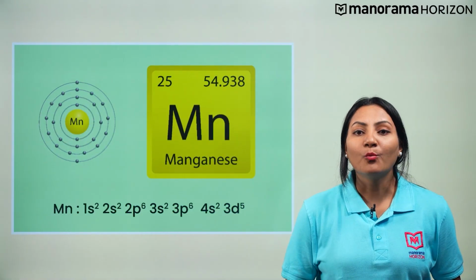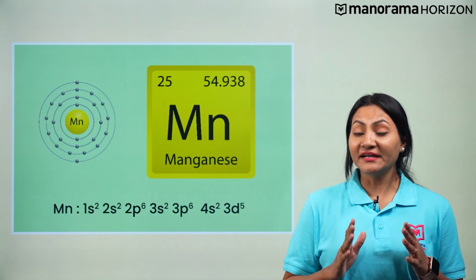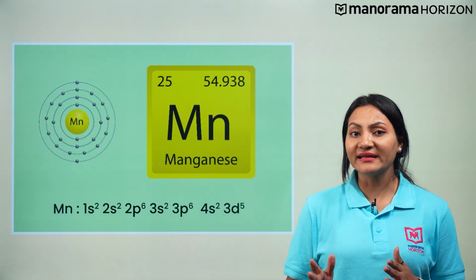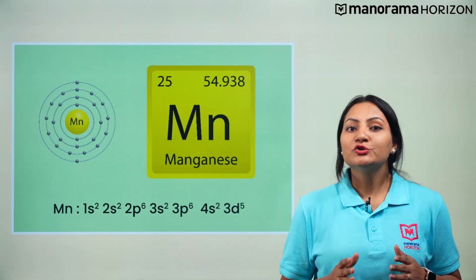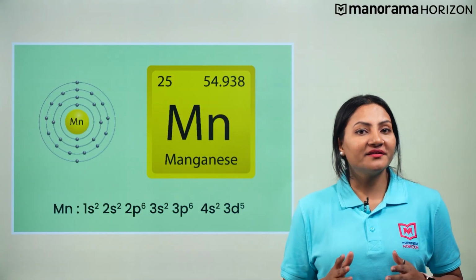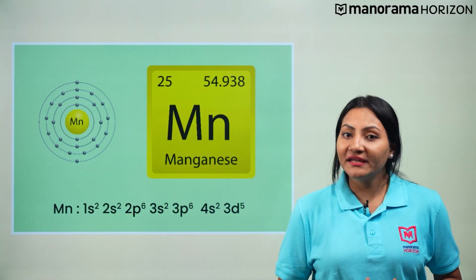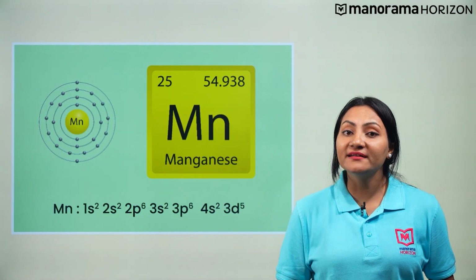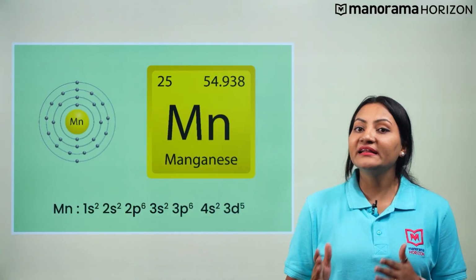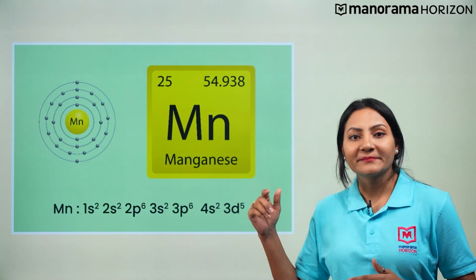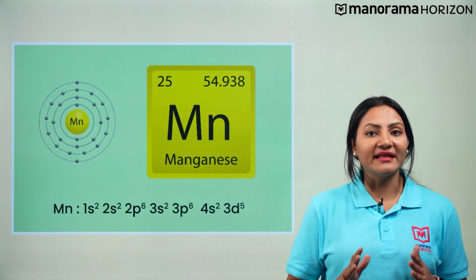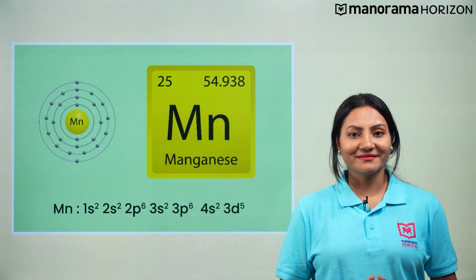Let's consider one more example. The electronic configuration of manganese is 1s2, 2s2, 2p6, 3s2, 3p6, 4s2 and 3d5. Here, the valence electron enters the outermost d subshell, that is 3d. Hence, we can say that it is a d block element.